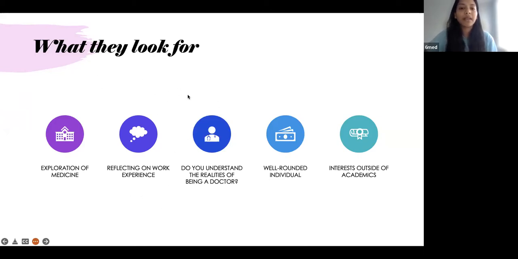And they want to see, through your work experience, do you understand what it means to be a doctor? Do you understand that there are a lot of difficult scenarios that you'll have to deal with as well? And then they want to see, are you a well-rounded individual? And they want to see if you have interests outside of academics.